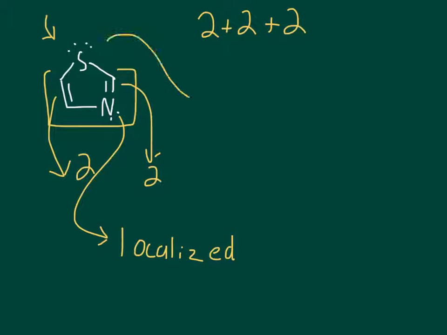Same thing over here with the sulfur. One of the lone pairs will be localized, and that's not participating in aromaticity, so I can draw, I'll say that one. It doesn't really matter which one. But now that we know that one lone pair in the sulfur is localized, the lone pair in the nitrogen is localized, the rest of the pi electrons are participating in this overlapping system of p orbitals. Thus, this compound is aromatic.